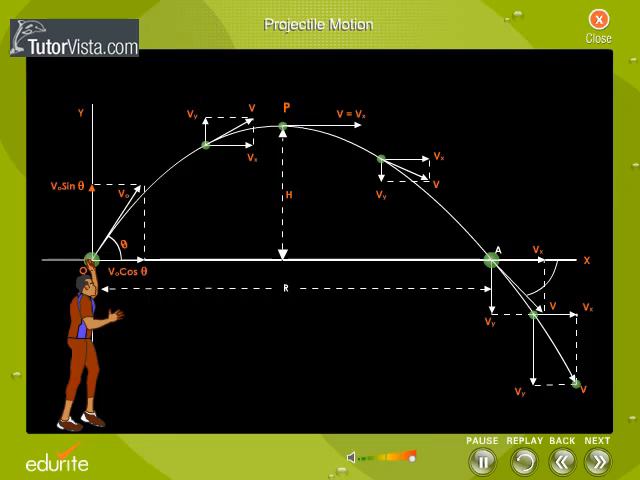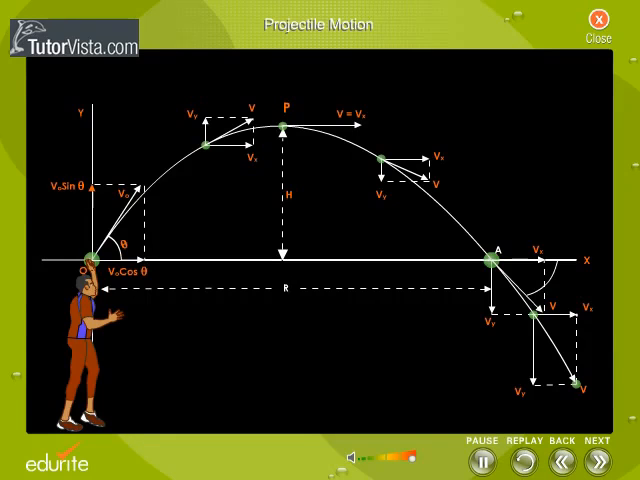The direction of the projectile at any instant is given by the angle between the velocity vector and the horizontal. Tan theta is equal to Vy divided by Vx. From the equation Vy is equal to V0 sin theta minus gt, it is clear that Vy decreases when t increases and becomes 0 at P.